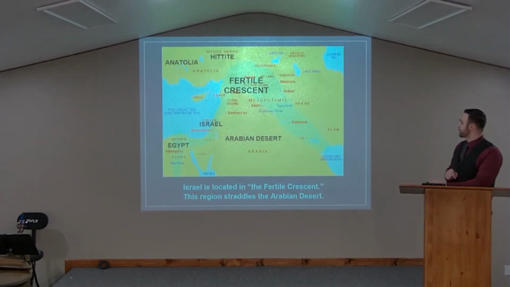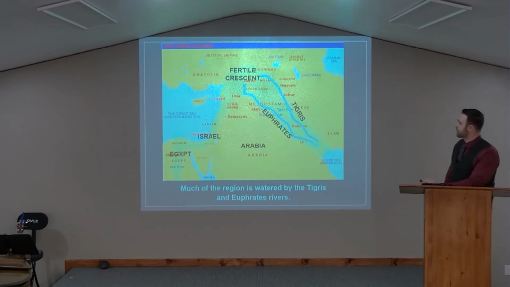Now, if we zoom in even further, you can see this is green and this is more yellow because what we have here is called the Fertile Crescent, and it's surrounded by mountains to the north, and it's surrounded by desert down here to the south. Israel is right there, you can see. And this region right here straddles the Arabian Desert, which is this huge expanse all down here, very dry and arid. Most of the region of Shinar, or the Fertile Crescent, is watered by these two big rivers that are mentioned in the Bible, the Tigris and the Euphrates. These little blue lines show that. That's one of the reasons why this area is so fertile and good for growing crops.